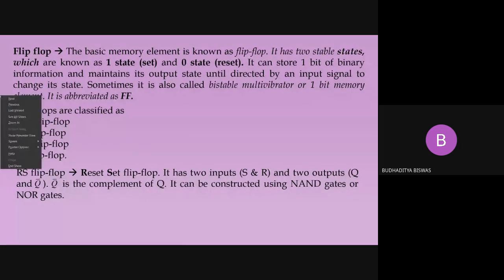How many inputs are there in case of D flip-flop, sir? 1. Very good. The input is nothing but the D, the data input. How many inputs are there in case of JK flip-flop? Sir, 2. 2 inputs, J and K. And how many inputs are there in case of T flip-flop? Sir, 1. Only 1, T.